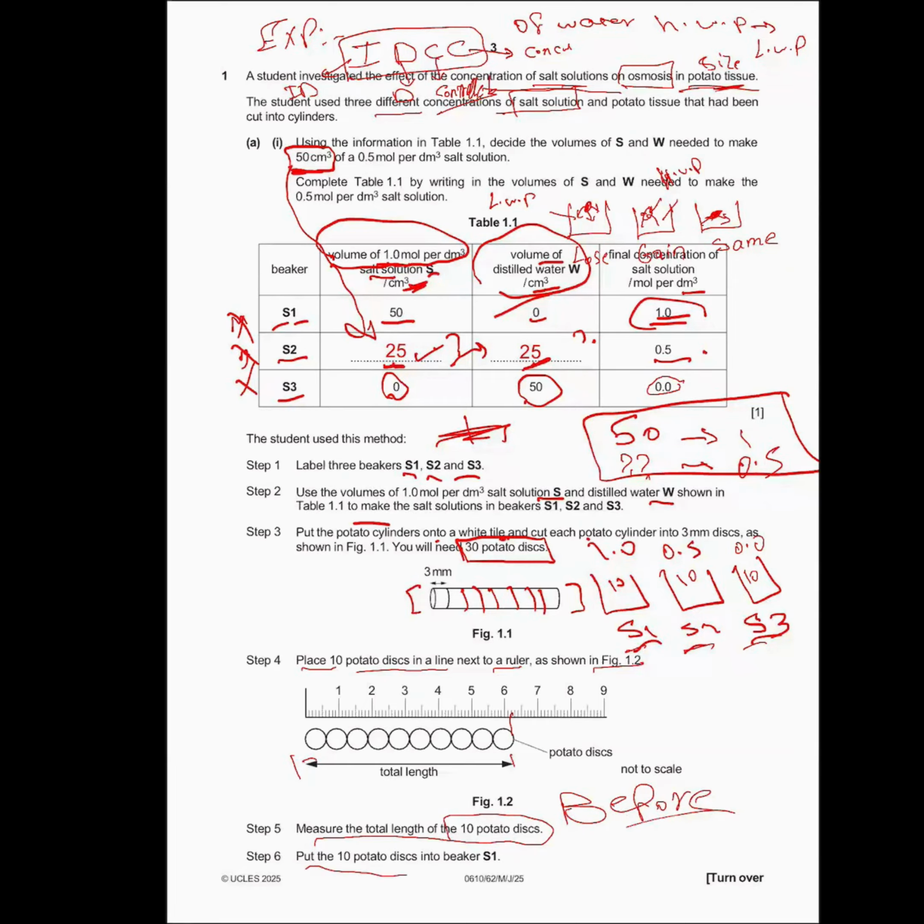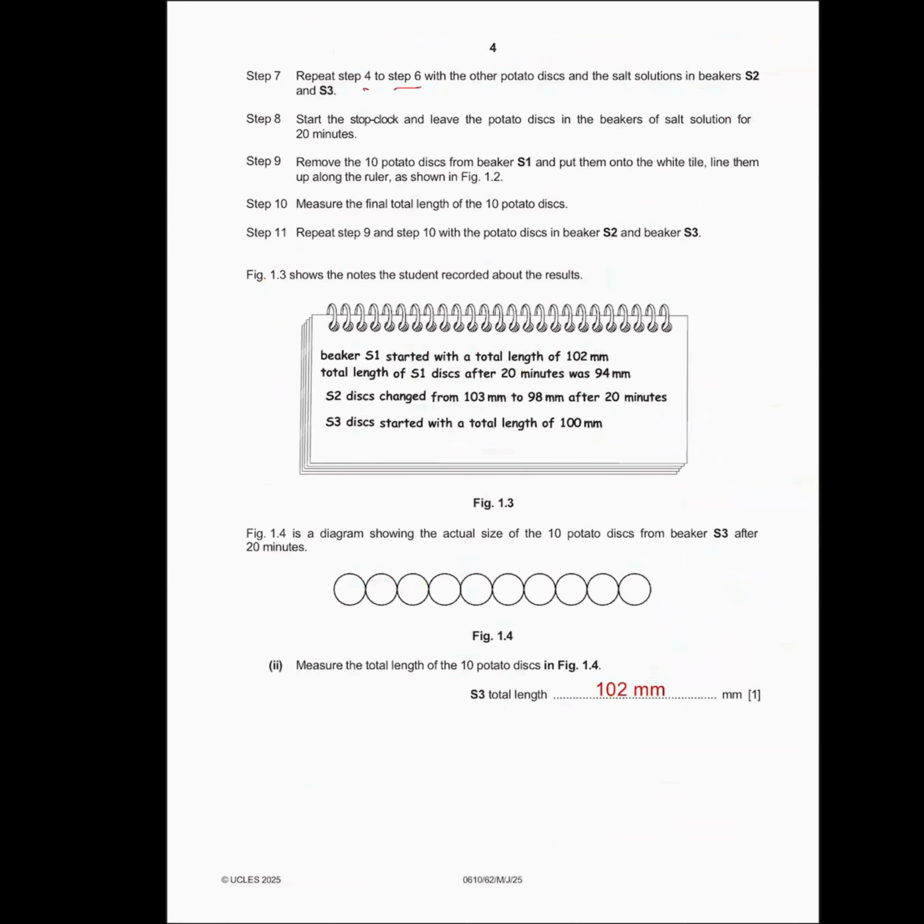Number 6, put the potato in beaker S1, then repeat, which is cutting and taking the length, step number 4, and add the potato in S2 and S3. Then start the stop clock. Leave them in the beaker of salt solution for 20 minutes. So all the potato were kept for 20 minutes, so we can consider that the time is a controlled variable.